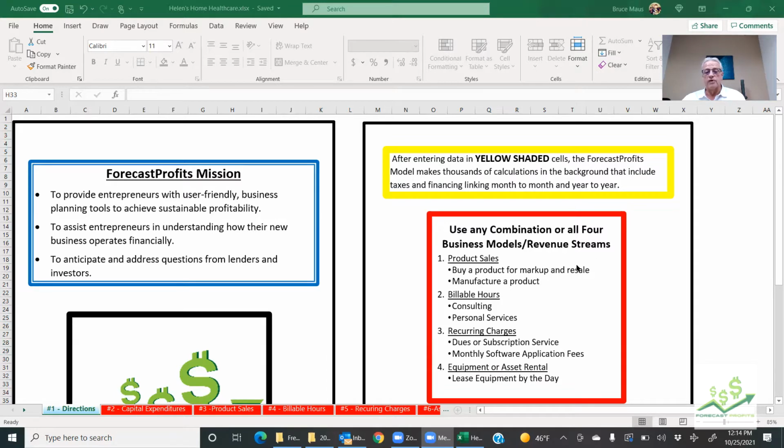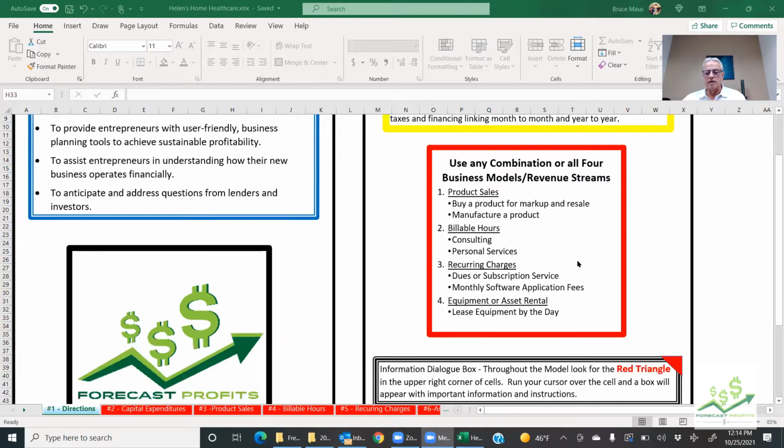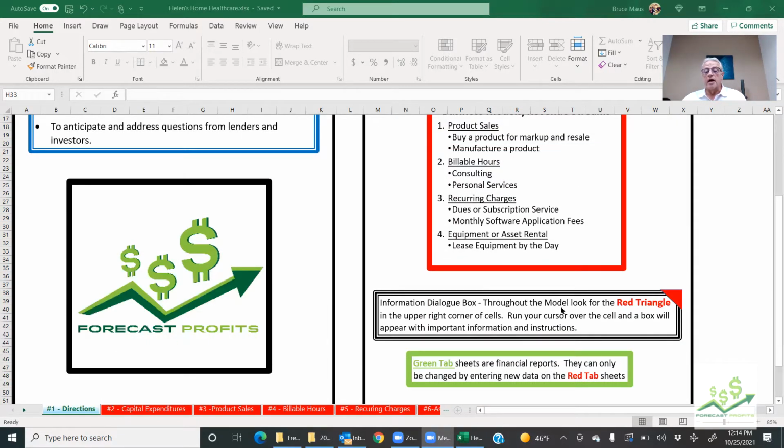Number 2, there are 4 different ways to generate revenue. You can use one or any combination of all 4, which will fit most business models. Next, on the spreadsheets, you will often see a red triangle in the upper right-hand corner of a cell. Drag your cursor over the cell, and a definition will appear or important instructions on what to enter in that cell. Finally, the green tab sheets display your projected financial statements monthly, quarterly, and annually.